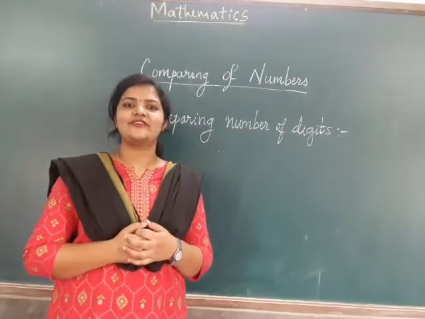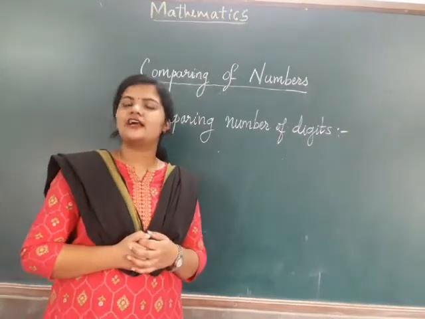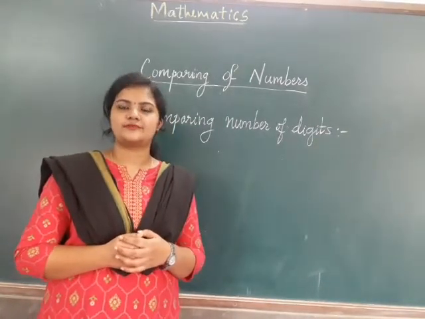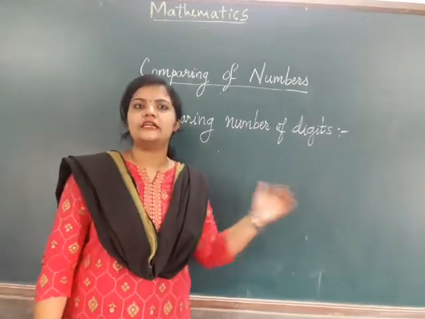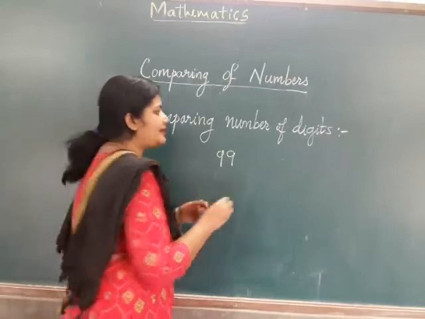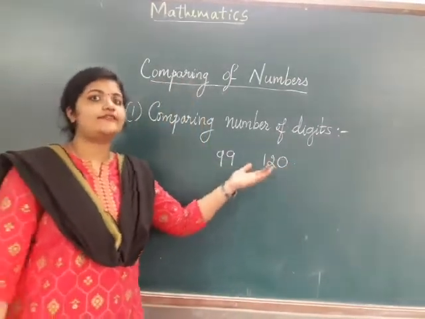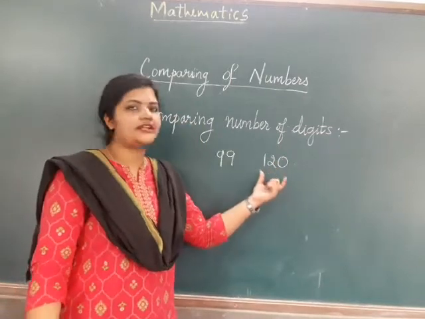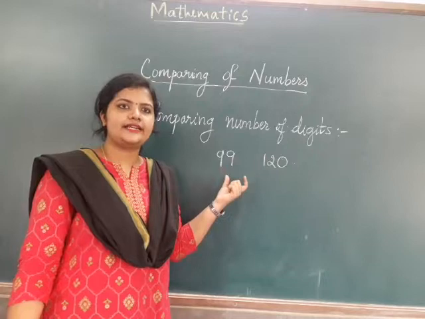Let's begin with the first topic, comparing of numbers. For comparing of numbers, we have two steps. First step is comparing the number of digits of a number. For example, let's start with a small number 99 and 120. You can easily find the largest number here. You know that 120 is the largest number when compared to 99.